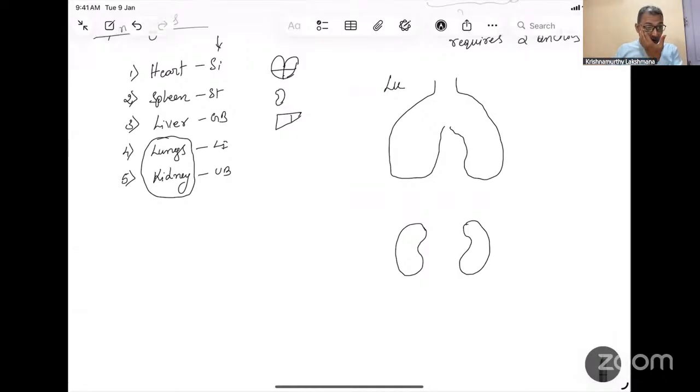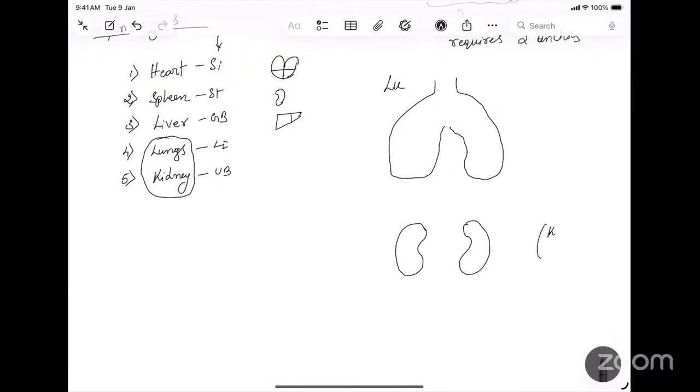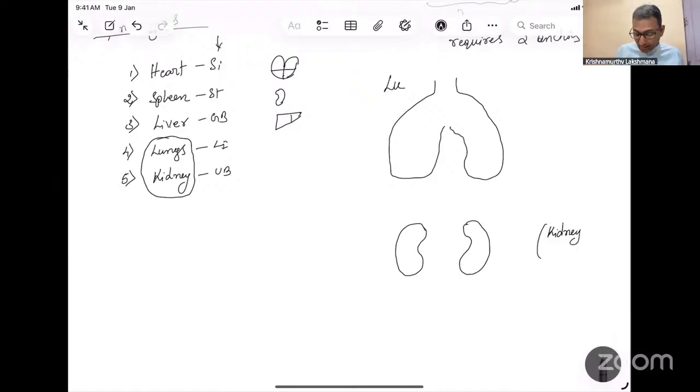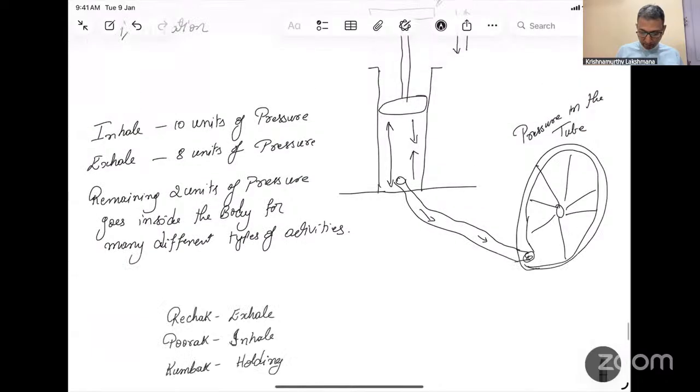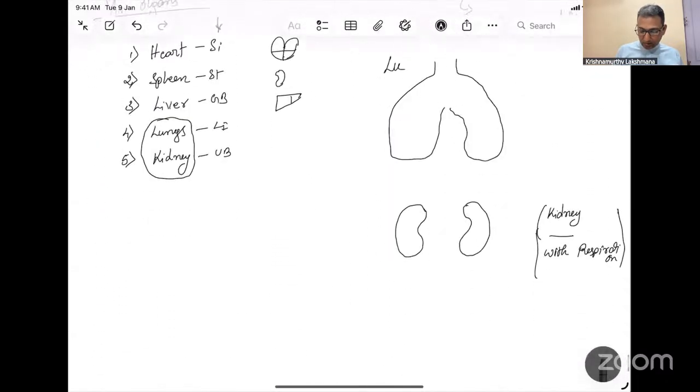Now, if you see the ultrasound report, generally it is mentioned. There is one statement mentioned: kidney dash with respiration. What is that? What is the dash?